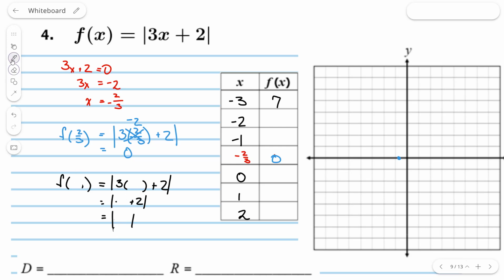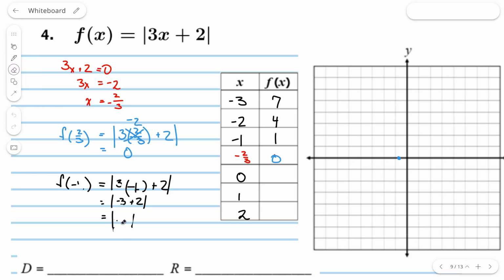So when I plug in a negative 2, that's negative 6 plus 2, negative 4. And that's 4. And so I'm going to plug in my next one. Negative 1. 3 times negative 1 is negative 3. Plus 2 is negative 1. And that's going to give me a 1.